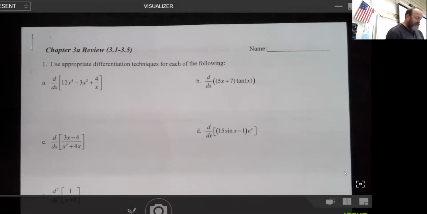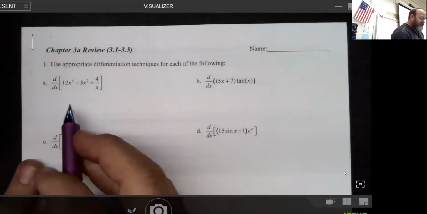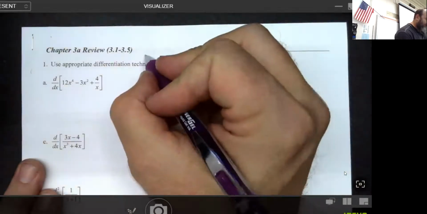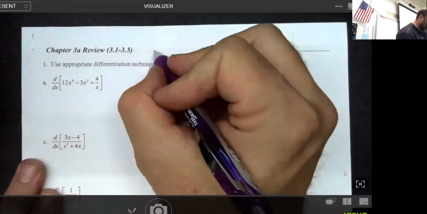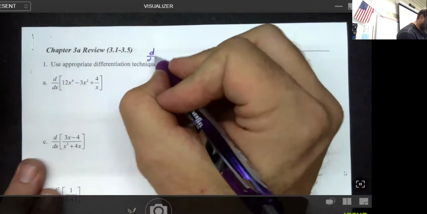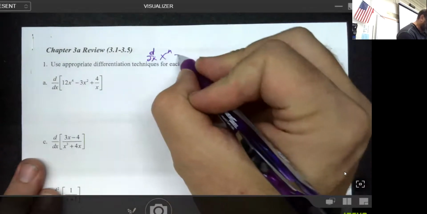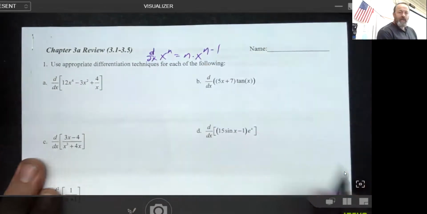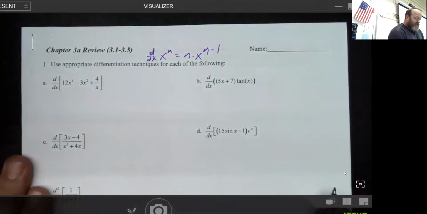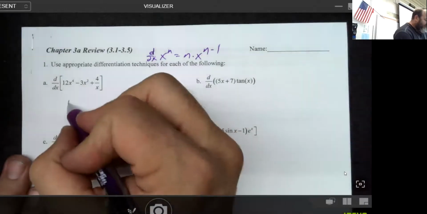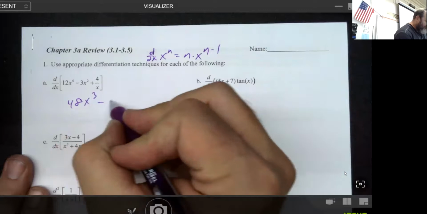And so kicking off number one, this is our quite straightforward little power rule. Remember that the derivative of any kind of polynomial, the derivative of x to the n power, was n times x to the n minus 1 is how we're going to kick that off. So our first derivative would be 48x cubed minus 6x.